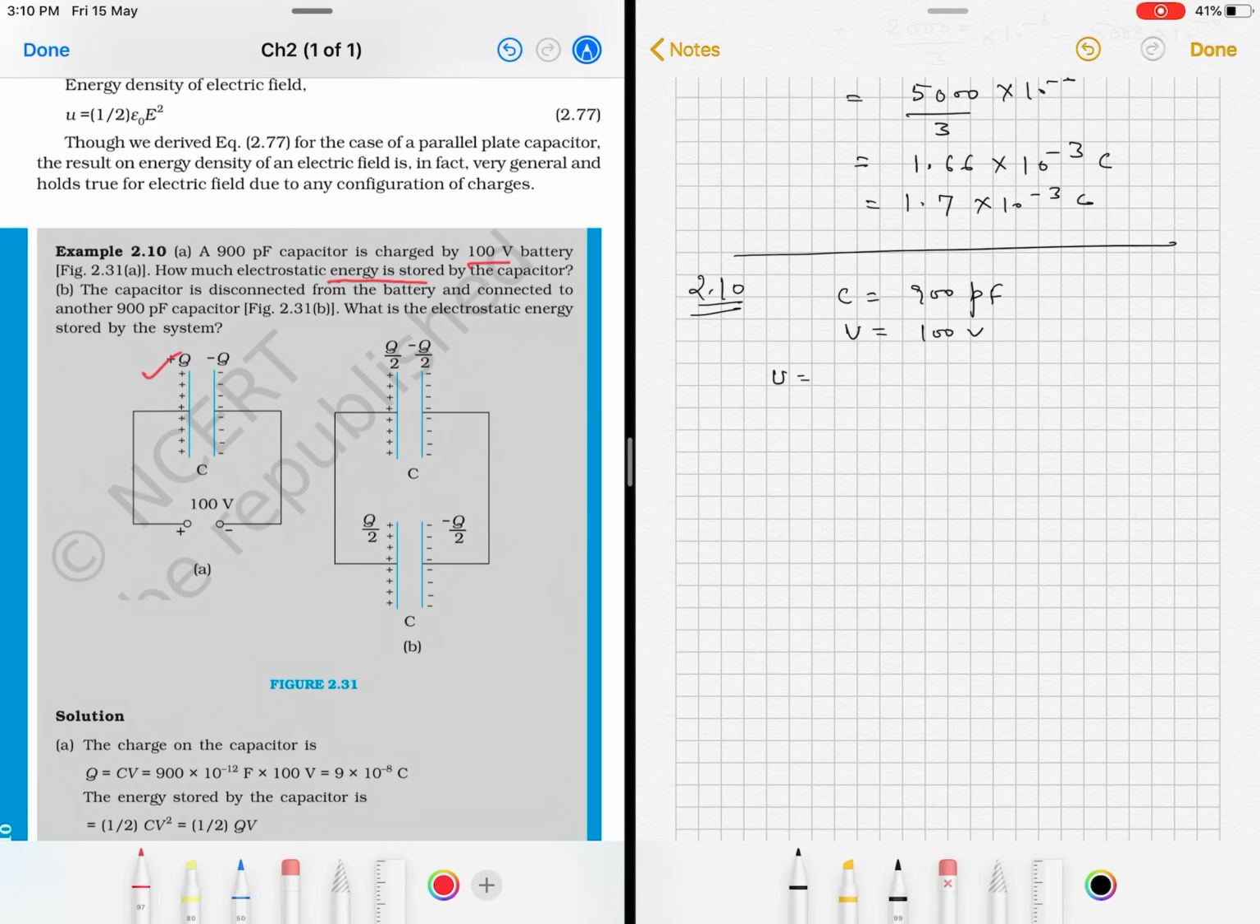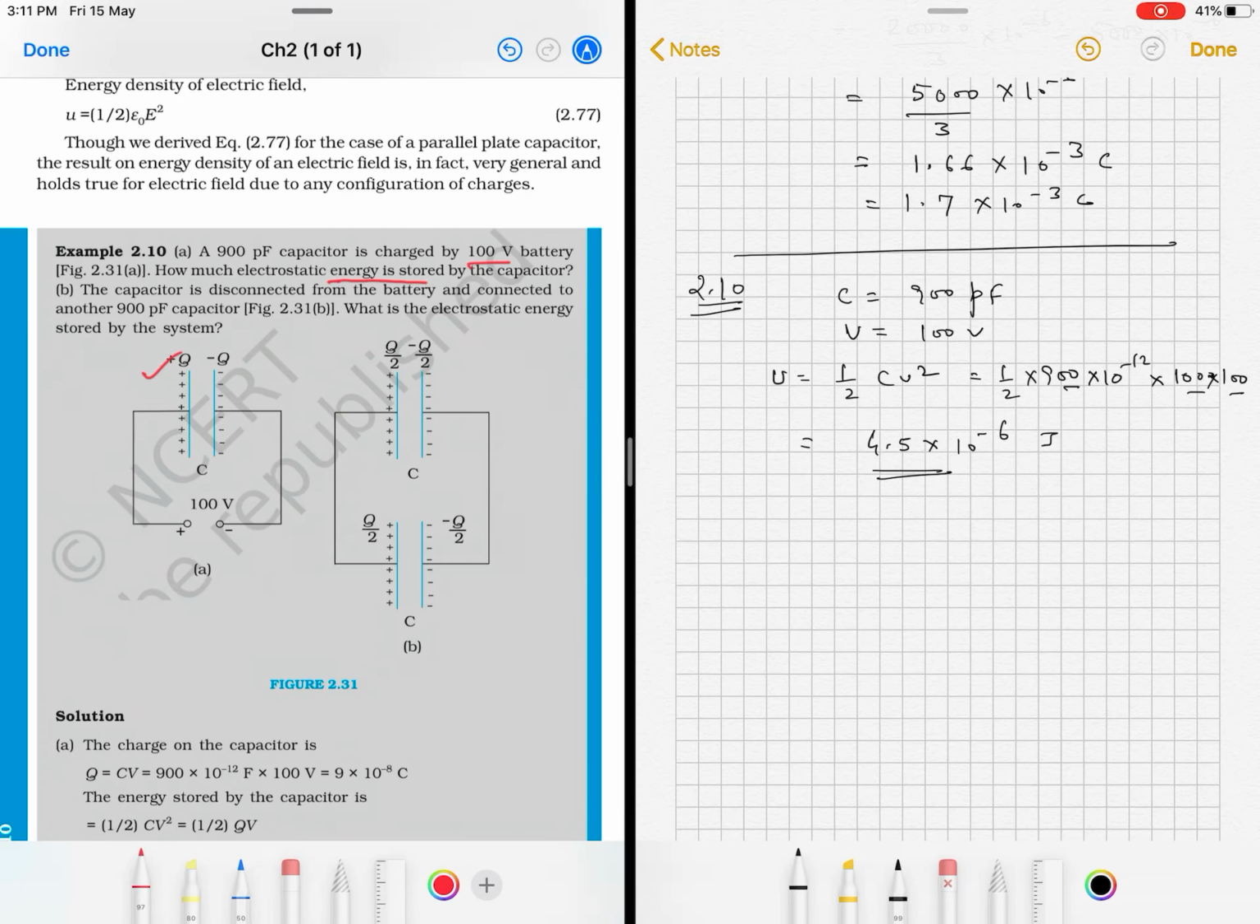So U is equal to, we will apply half CV square. So half C is 900 into 10 to the power minus 12 picofarad, into V square, it is 100 into 100. So we will get 4.5 into 10 to the power minus 6 joule. So it is the energy, that is 4.5 into 10 to the power minus 6 joule. This is the answer of part A.